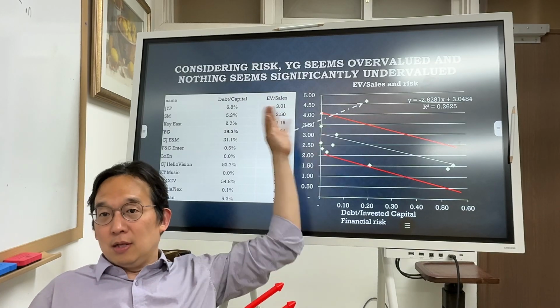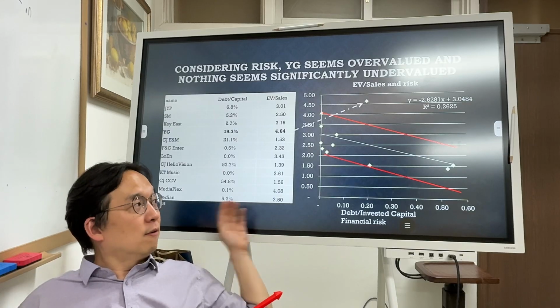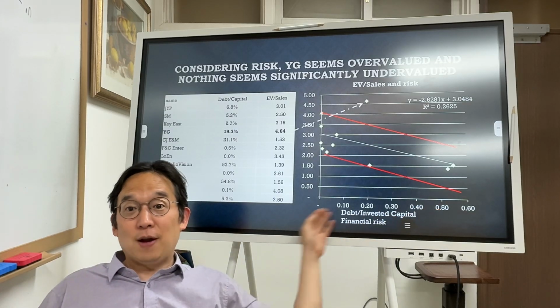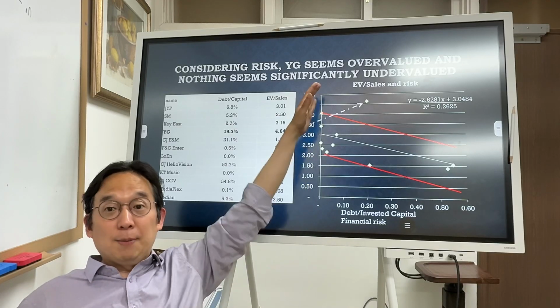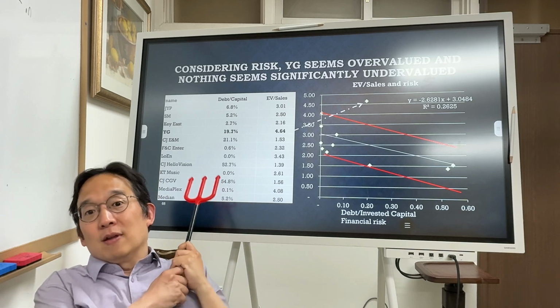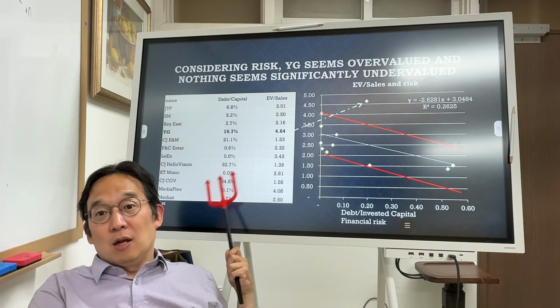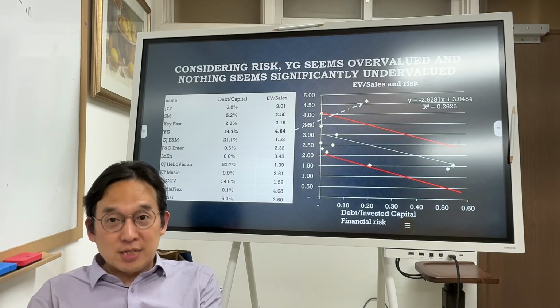And then this will be your horizontal axis variable, the x variable, and EV to sales will be your dependent variable. Run a regression. What is our intuition? Well, higher risk, lower price, because investors are risk averse.